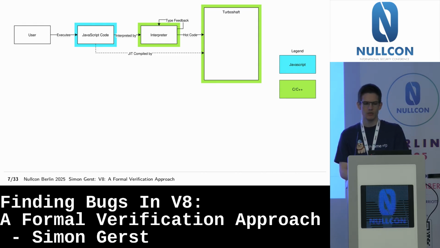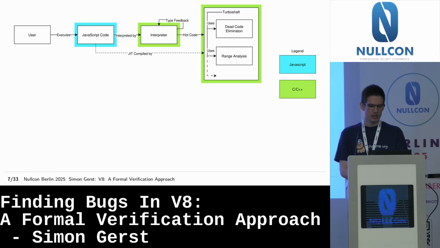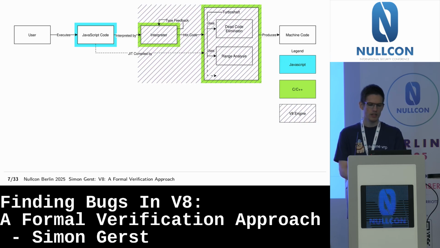Maybe we should just-in-time compile it so it can execute even faster. And in our case, it is done by Turboshaft, which has various analyses, like dead code elimination or also range analysis. And the end result of this is machine code, which is as optimized as possible. And the interpreter together with Turboshaft is what is called the V8 engine. And if you know V8 in a bit more detail, there are also other parts of it, but they are not relevant for my work.